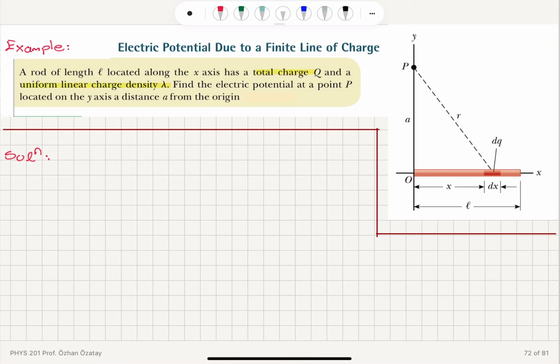Electric potential due to a finite line of charge. A rod of length L located along the x-axis has a total charge Q and a uniform linear charge density lambda. Find the electric potential at a point P located on the y-axis, a distance a from the origin.